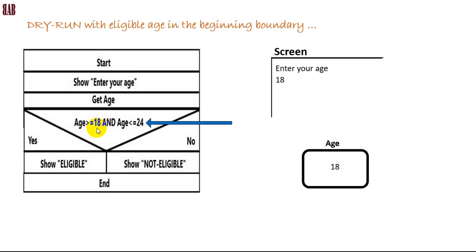Now this condition, greater or equal to 18 and less or equal to 24, evaluates to a true or a yes. This becomes yes, and therefore, again, if you are not sure how this gets evaluated, watch our previous videos where I have mentioned it earlier. Now it goes to the yes side, and the yes side says show eligible. So it will say eligible and then end.